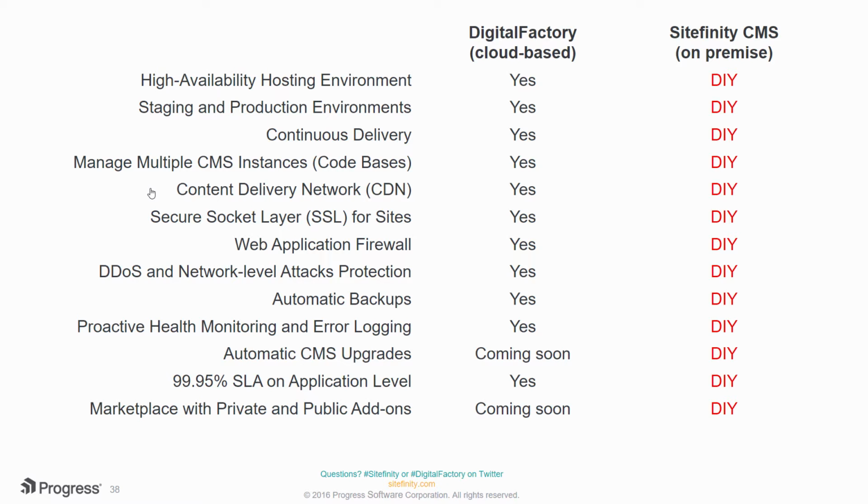Compared to the on-premise option, you have to do everything yourself, which is expensive. It takes a lot of time, and there's a lot of risk associated with it because it takes a lot of skilled people in order to get things right for each of these different aspects. We will provide automatic backups for the cloud-based solution with proactive health monitoring and error logging. Down the road, we aim to provide automatic CMS upgrades. Currently, customers are responsible for making their own upgrades with every cloud-based release.